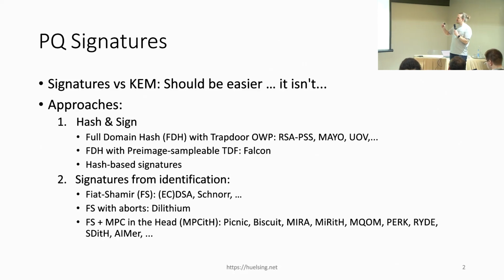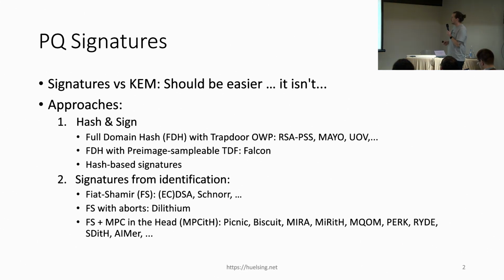So I will talk about one way to get digital signatures, and that is by starting from an identification scheme which you build using MPC in the hat. And let's jump right into it. I think mathematically this will be relatively easy to follow.